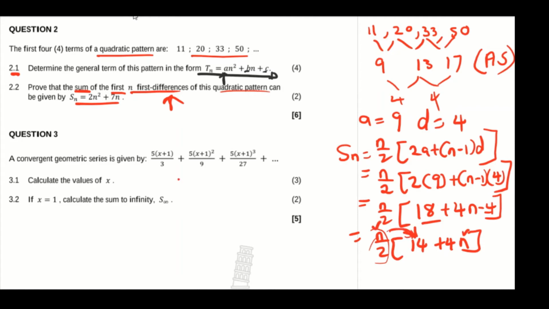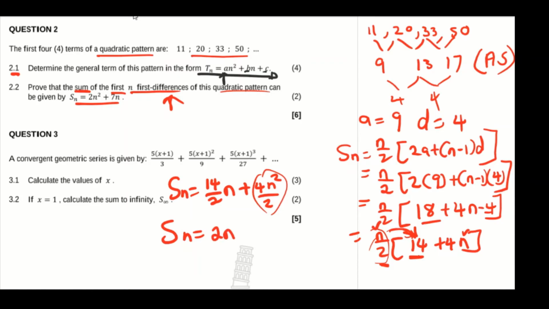And then this n over 2 will multiply everything that it finds inside here. So this n over 2 multiplies by this, so we're going to get 14 over 2n plus, and then we have 4n squared over 2. So to write it properly, this is going to be 2n squared plus this one here is 7n. So this is the sum of this arithmetic sequence, exactly the same as this one here. So we're done with question 2.